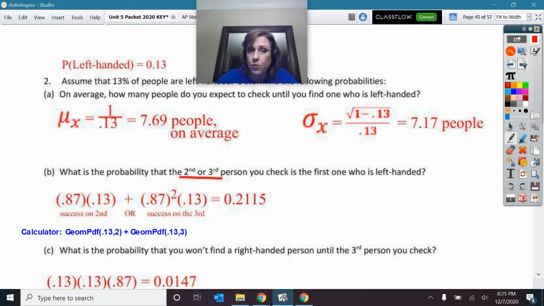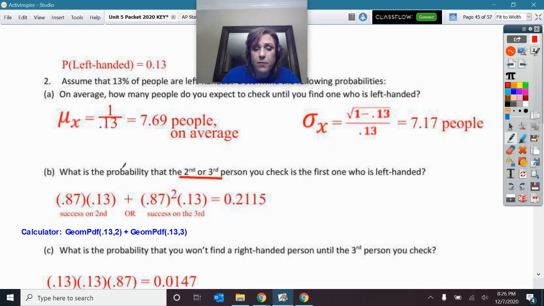All right, next we have the left-handed people. So, on average, how many do you expect to look at until you find one? Well, there's that formula, 1 over the probability of success. Okay, this many people on average. It's okay to have a decimal because it's the average. And then here's that standard deviation. What's surprising to me when I've looked at all of these is how close that standard deviation was to the mean. So that was interesting. It seems quite varied, if you ask me. But anyway, there you go.